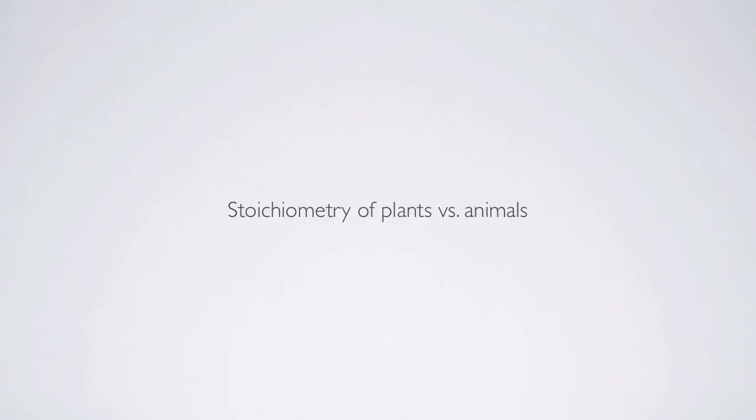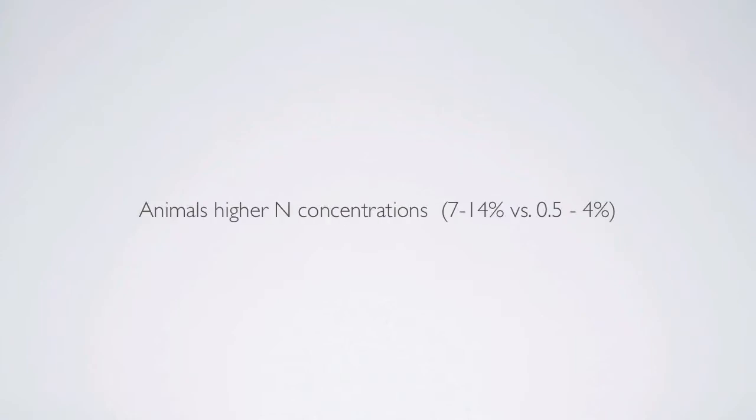Now, one of the things that the authors point out is that there are differences among plants and animals in their stoichiometry, in their chemical makeup. So for example, animals have higher nitrogen concentrations than plants do. A typical animal, if you were to grind it up, 7 to 14% of the mass would be in nitrogen. Plants are a lot less, somewhere on the order of 0.5% to 4%. So the nitrogen requirements to produce a given unit of tissue for an animal is a lot higher than for a plant.